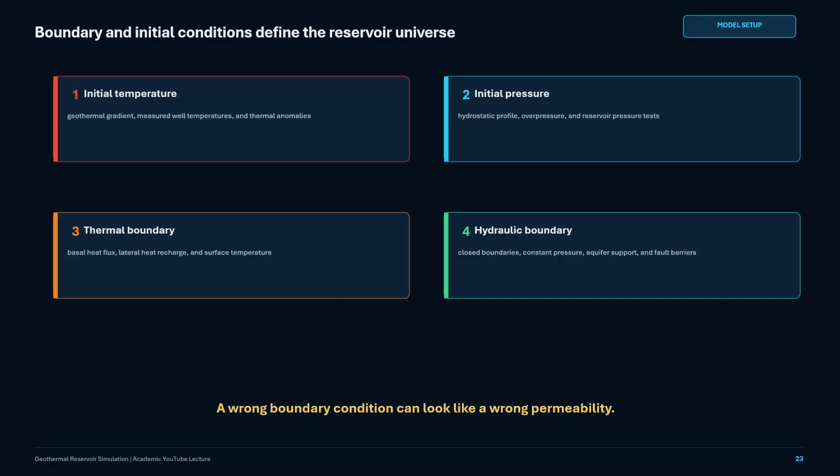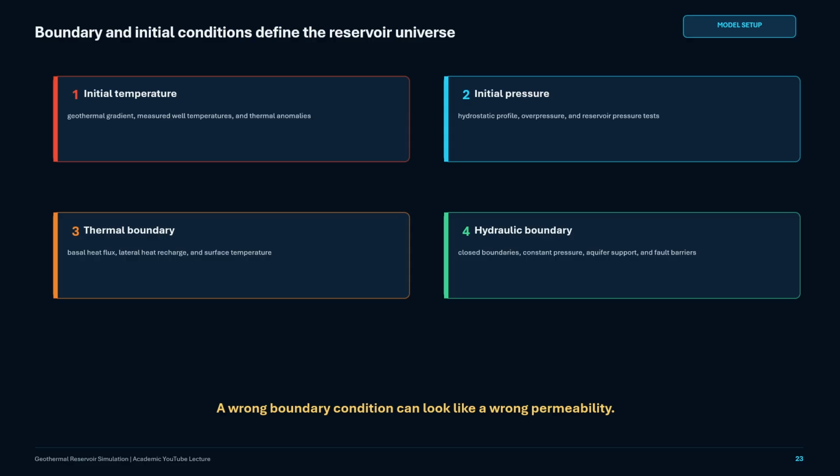Boundary and initial conditions define the model universe. Initial temperature may come from measured well temperatures, geothermal gradient, and thermal anomalies. Initial pressure may follow a hydrostatic profile or include overpressure. Boundaries can be closed, constant pressure, constant temperature, or connected to large regional aquifers.